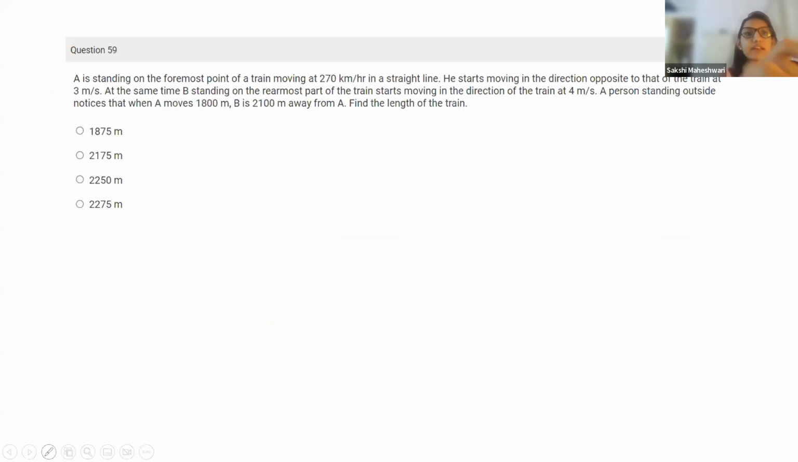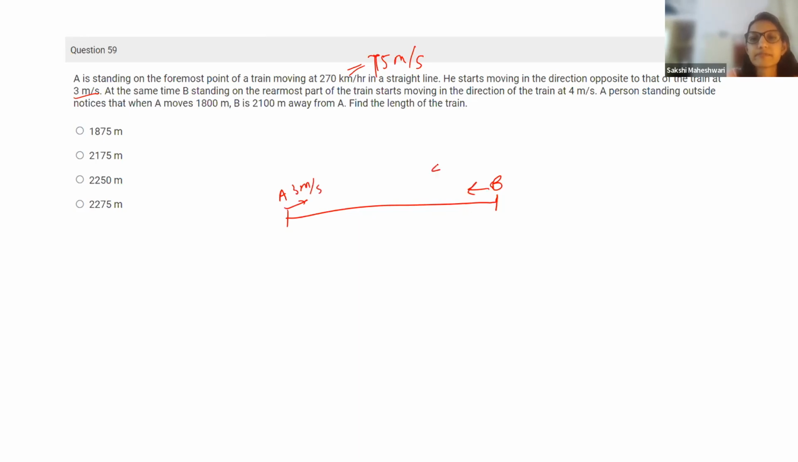So the next question we have is: A is standing on the foremost point of a train, moving at 270 km per hour in a straight line. He starts moving in the direction opposite to that of the train at 3 meters per second. And this will be 75 meter per second, 270 into 5 by 18, right? Now this is a train. A is standing here, B is standing here. A is moving 3 meter per second. B is moving 4 meter per second.